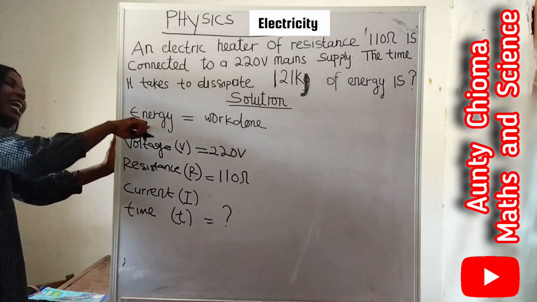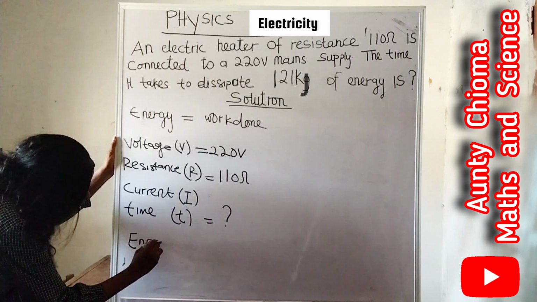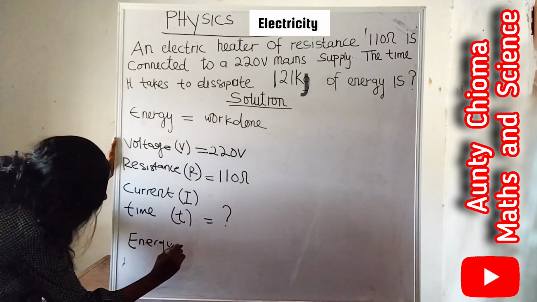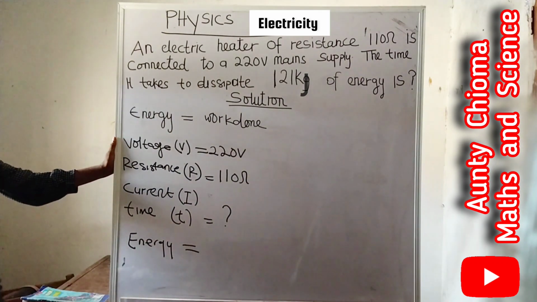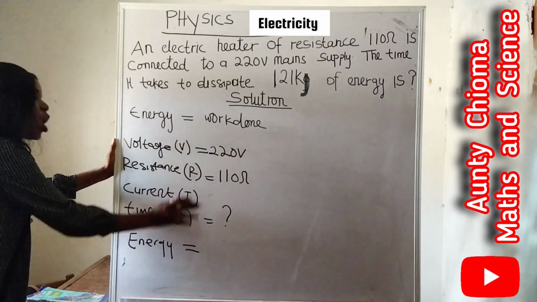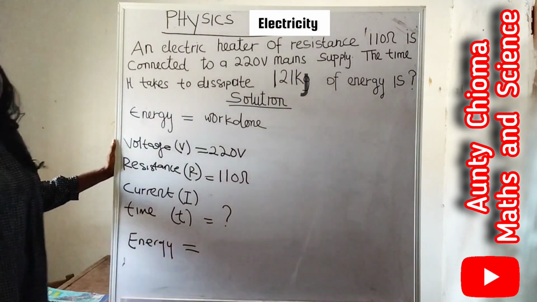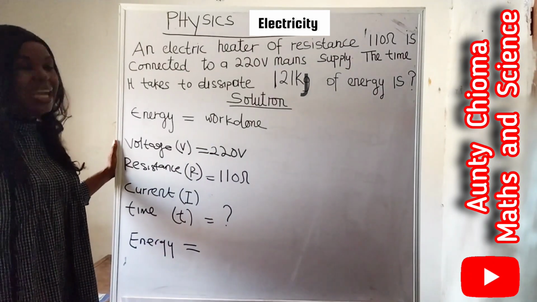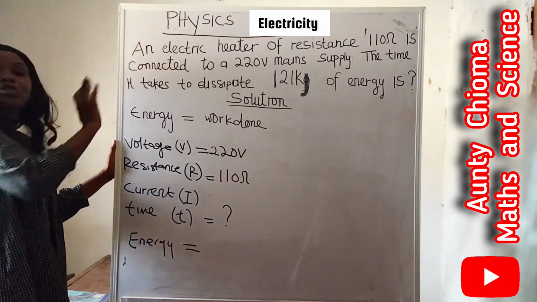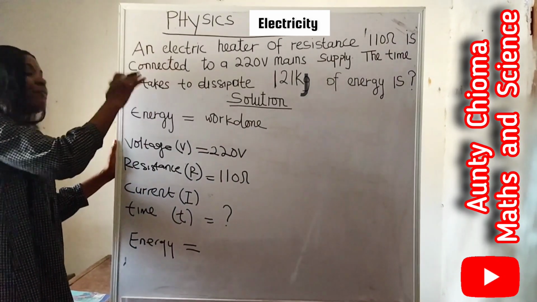Which means that electric energy now will be equals to, are you following? Energy now is equals to the product of all these parameters written down here. Don't forget that you have different formulas for energy, depending on the data given to us. We can solve energy with different formulas depending on the data given to us.